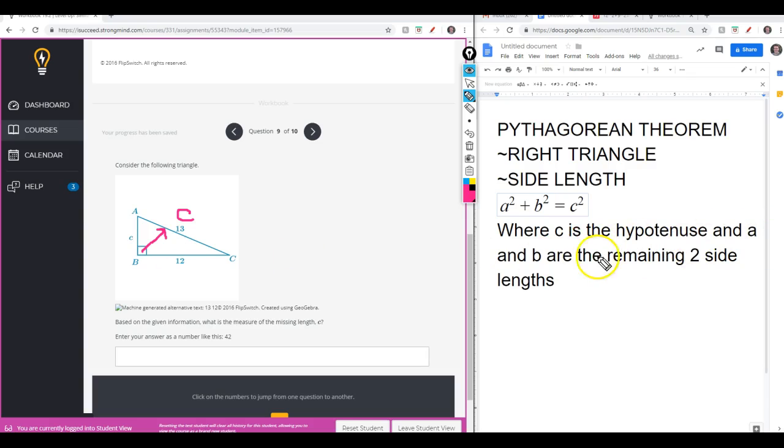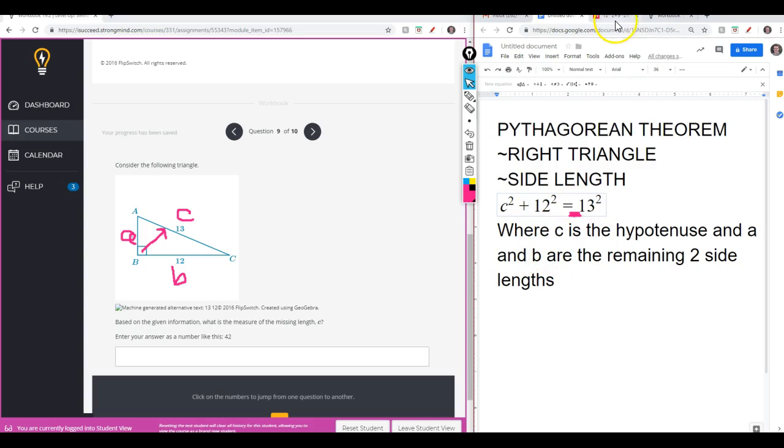So the remaining two sides are A and B. So this side length is A and this side length is B. They could be opposite. That's fine as long as C in our theorem formula is the hypotenuse. So little a is being represented by C. Little b, the distance of b, has a length of 12. So I'm going to substitute that as 12. And our hypotenuse has the length of 13.